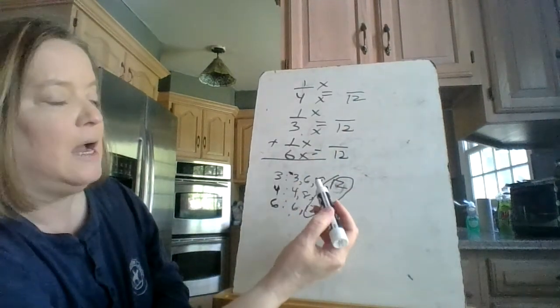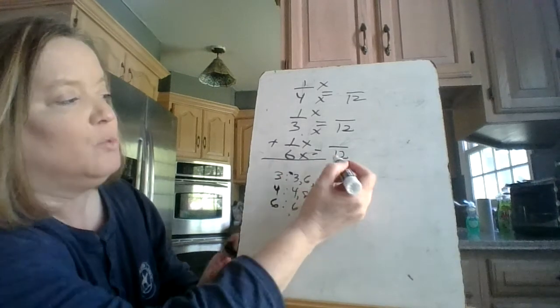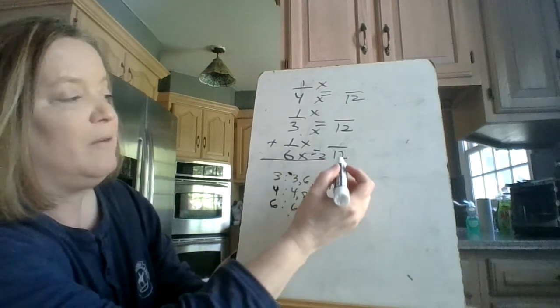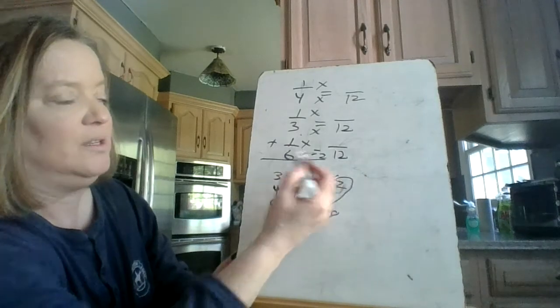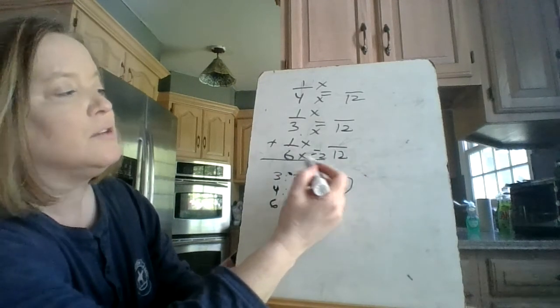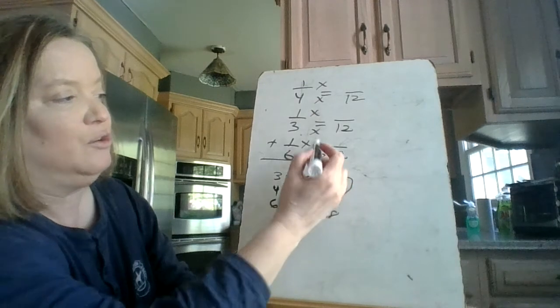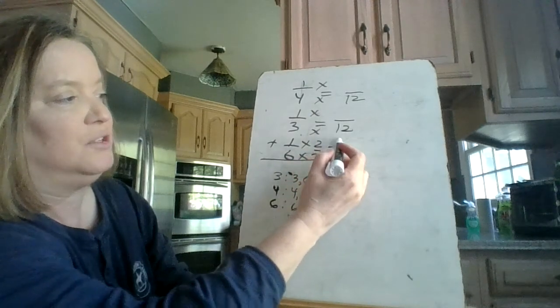And I'm going to run through my times table facts. So 6 times what gives me 12? 2. I'm making equivalent fractions. I have to figure out what is 1/6 equal to in twelfths. So 6 times 2 is 12. Whatever I do on the bottom, I got to do on the top. 1 times 2 is 2.